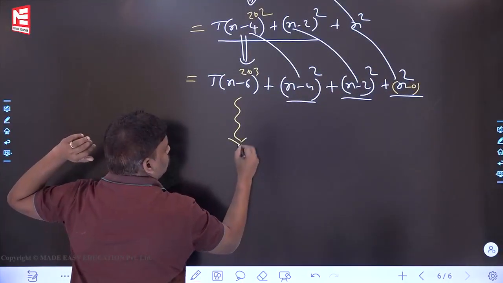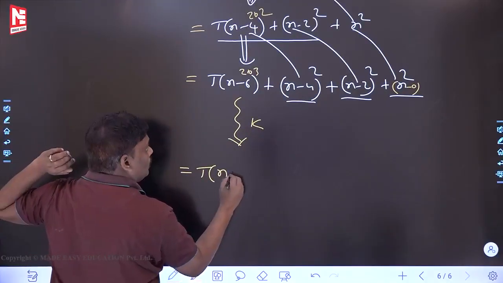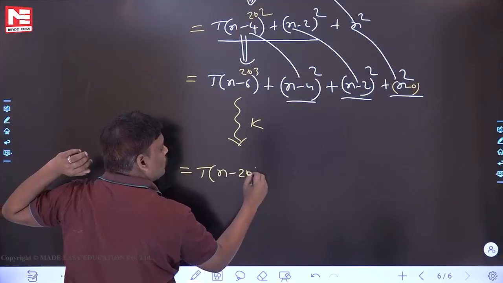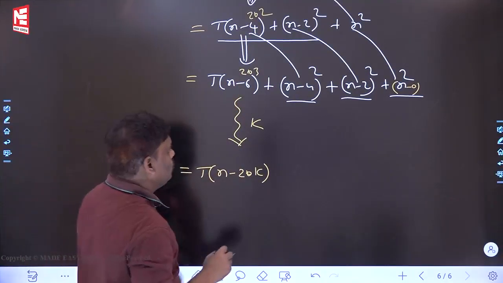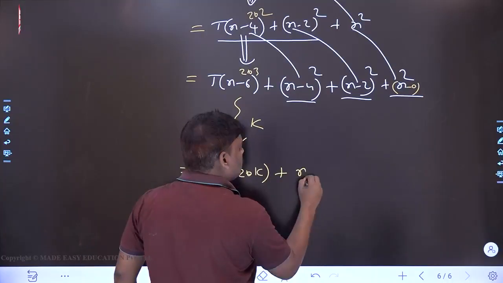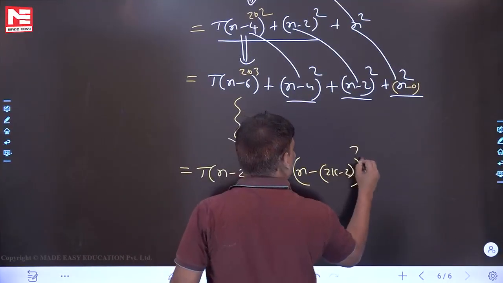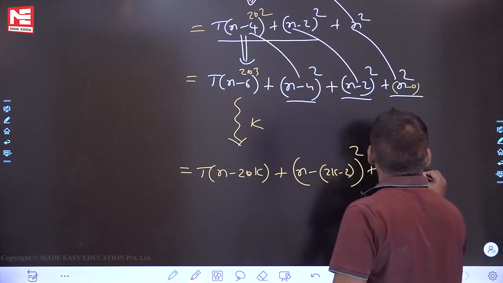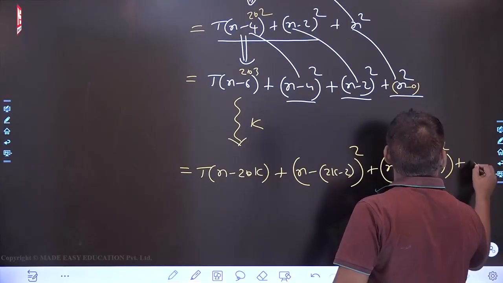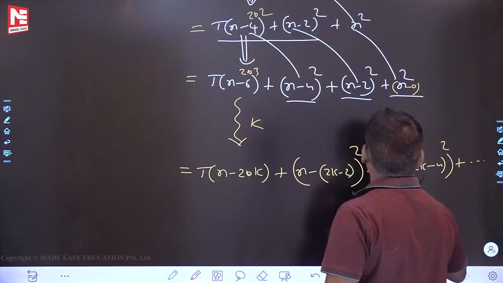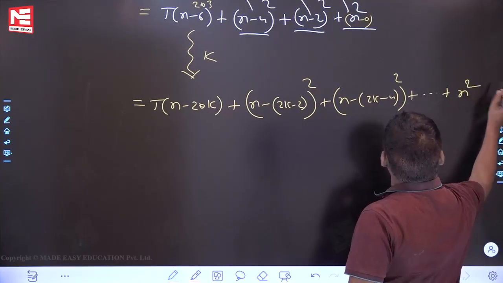K times you do. Do K times. What is the answer? This will become T of n minus, what is the answer? 2 into K. If you do 3 times, 2 into 3. If you do K times, 2 into K, plus, what is the answer? N minus 2K minus 2 whole square. What is the next one? N minus 2K minus 4 whole square, right? And so on, plus n square.